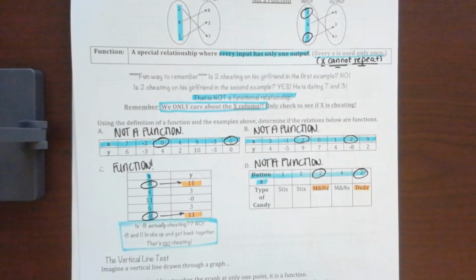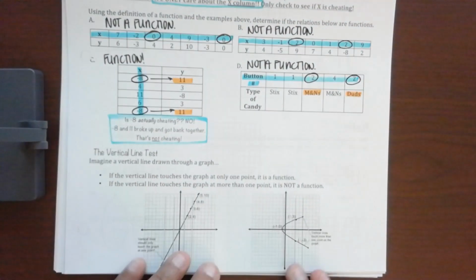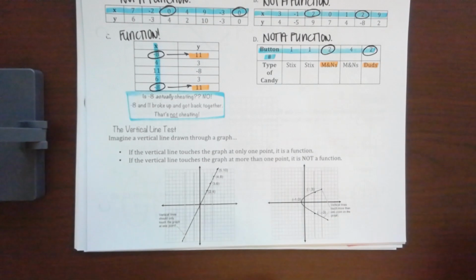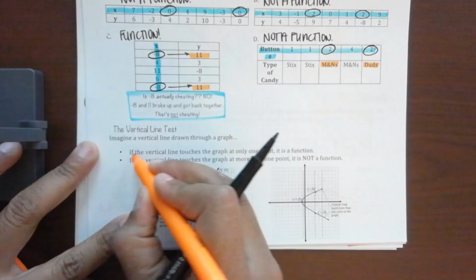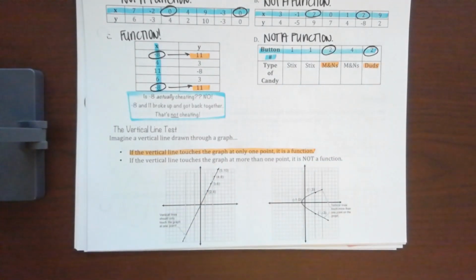Any questions on determining functions from tables? Now we're talking about the vertical line test. We've seen this before, right? So imagine a vertical line drawn through a graph. If the vertical line touches the graph only at one point, it is a function. If it touches more than one point, it's not a function.